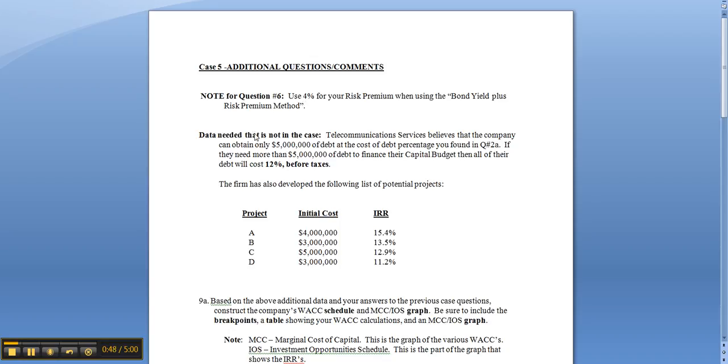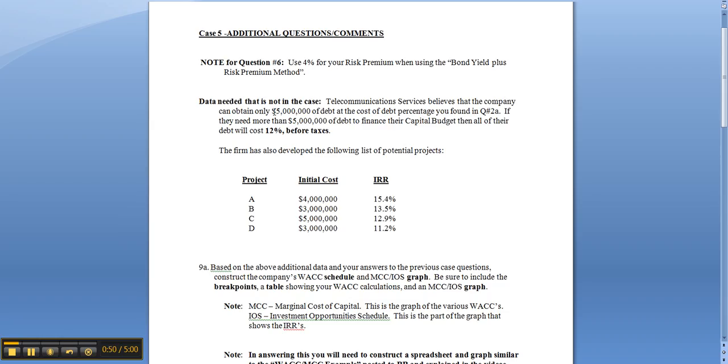Okay. And this additional data down here, you need to develop the additional breakpoints. The case gives you information to develop the retained earnings breakpoint. And this information right here is to come up with the debt breakpoint. So they believe they can obtain only $5 million of debt at the cost of debt you found in question 2A.